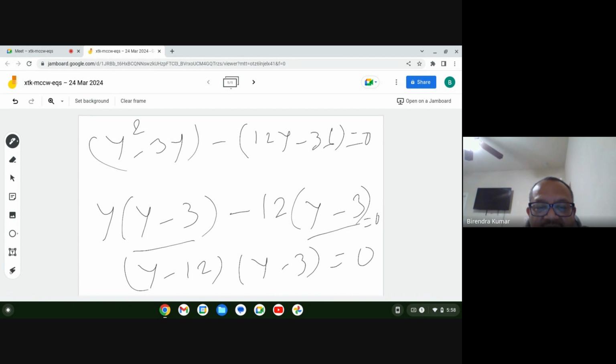So that means either y minus 12 is 0 or y minus 3 is 0. When y minus 12 is 0, that means y equals 12, right? The 12 goes to this side and becomes plus. When y minus 3 is 0, y equals 3. So what Arna got was right. That was the right answer. But what I'm doing here is just the approach part of it.